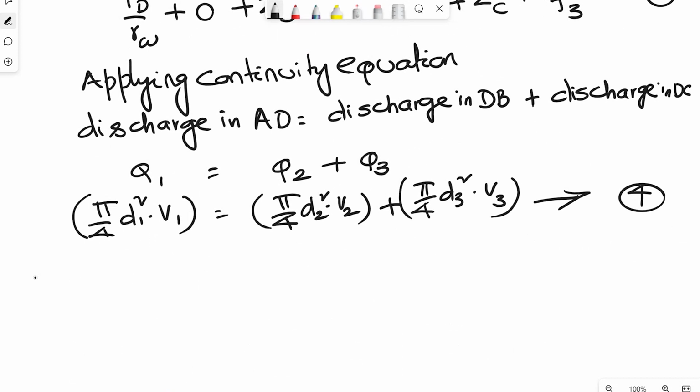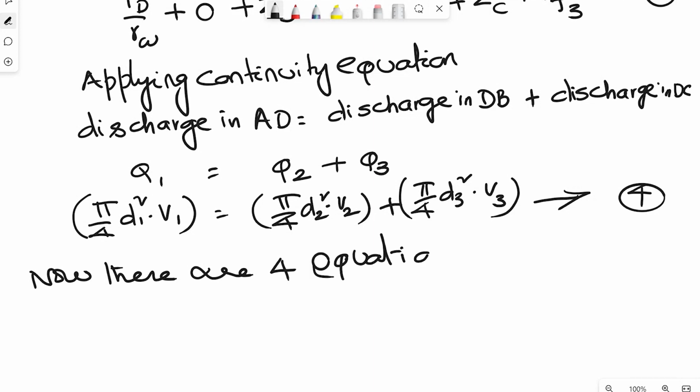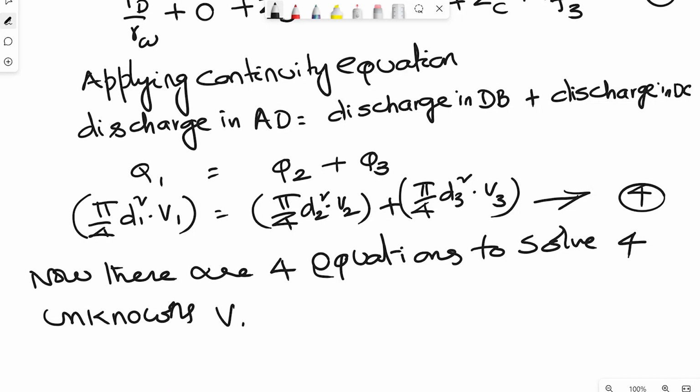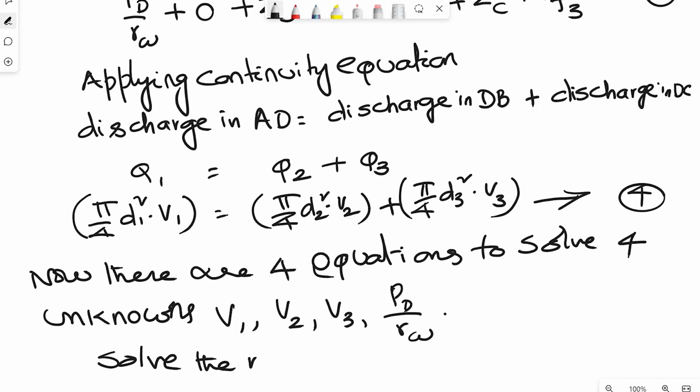So now there are four equations to solve four unknowns: V1, V2, V3, and the last one is PD by gamma. If you solve it, you get the variables.